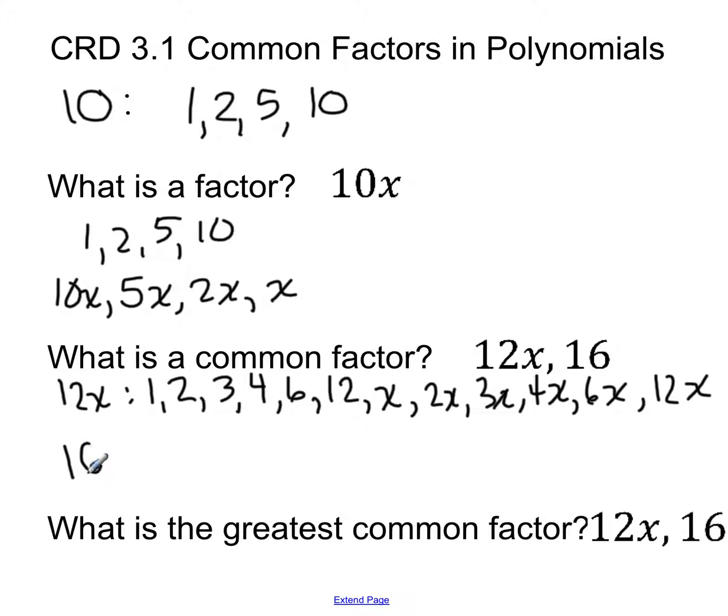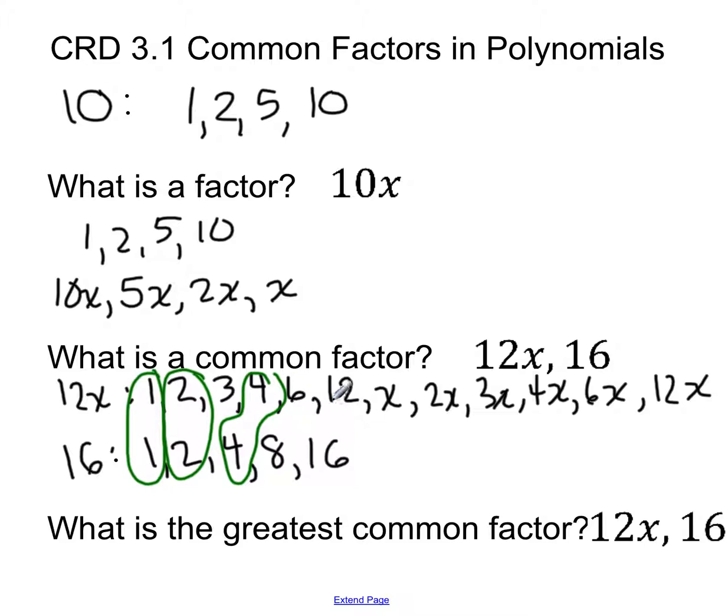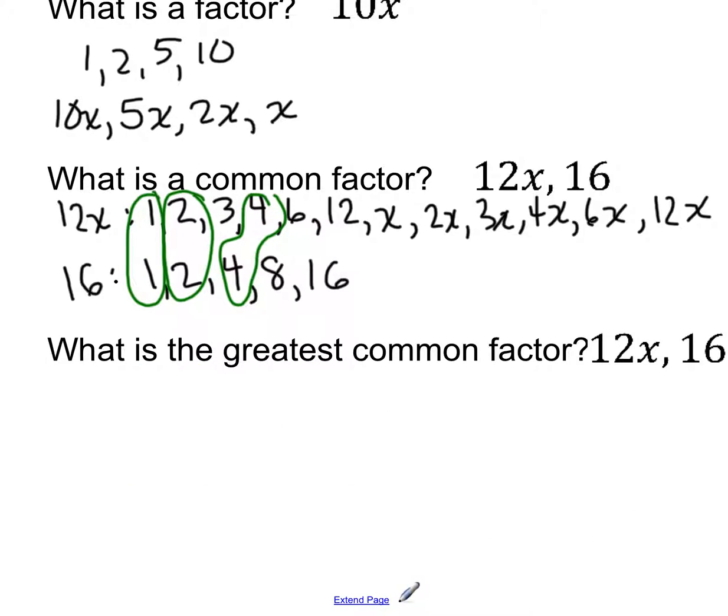Well, 16 is going to be a little bit easier because it doesn't have an x. It's going to be 1, 2, 3 doesn't go in, 4 goes in, 5 doesn't go in, 6 doesn't go in, 7 doesn't go in, 8 goes in, 9, 10, 16. So a common factor would be 1 is a common factor, 2 is a common factor, 3 is not, 4 is a common factor. Okay, so that's it. So then if I ask myself, what's the greatest common factor? Well, that's going to be 4. Hopefully you're going to start to be able to look at this and say, what's the biggest thing that goes into this? The biggest thing that goes into this is 4.